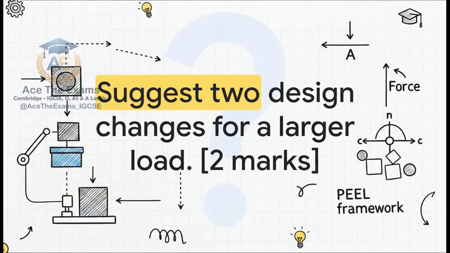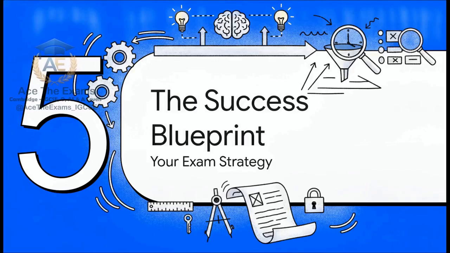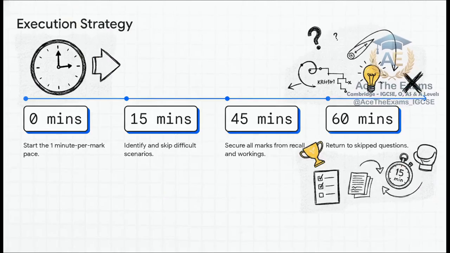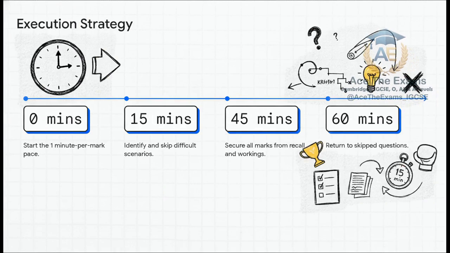We move on. Section 5. The Success Blueprint. Let's pull everything together. Students who implement these physics strategies see an average improvement of 2 grade boundaries, but only if they practice consistently with our weekly videos. This right here is your exam execution strategy matrix.